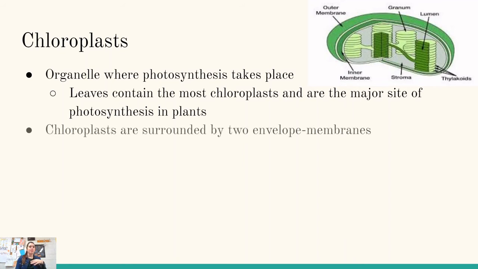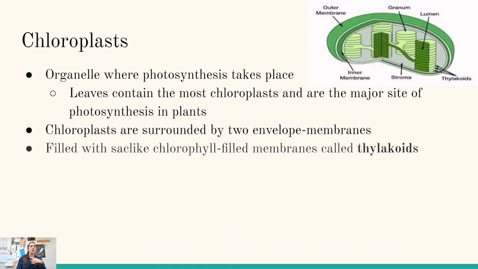Okay. So chloroplasts are surrounded by two membranes. You have this inner membrane that you can see, and you have an outer membrane that you can see. So we have two sets of membranes, and that's going to be important. That's where different processes in photosynthesis take place.